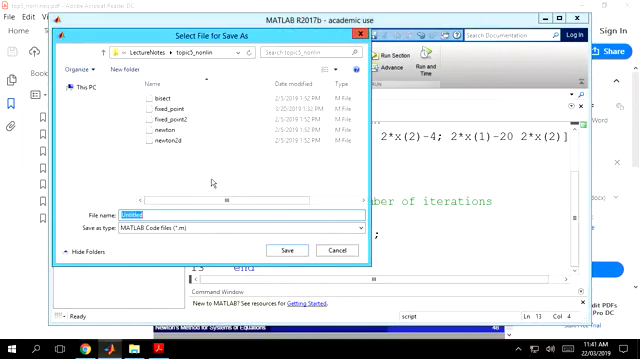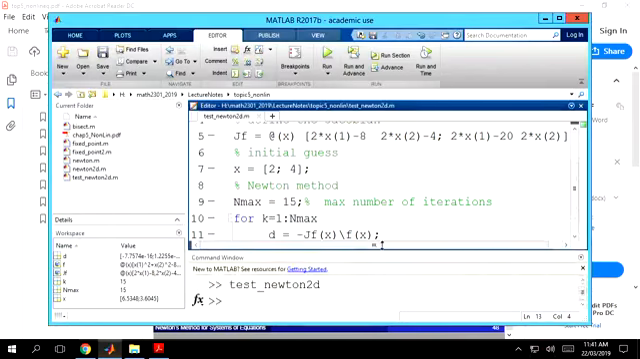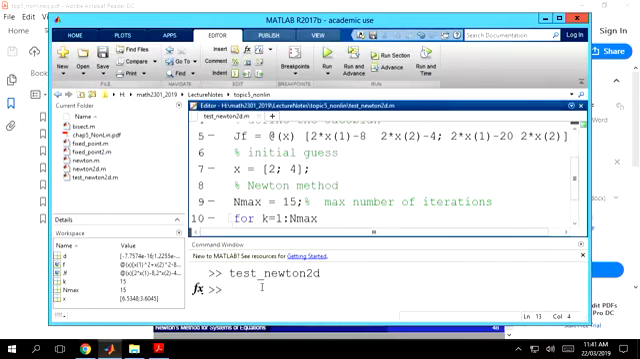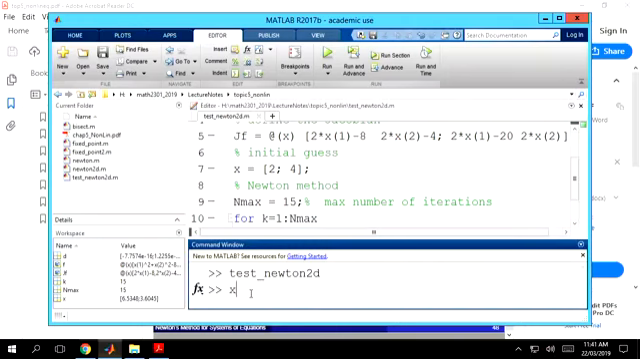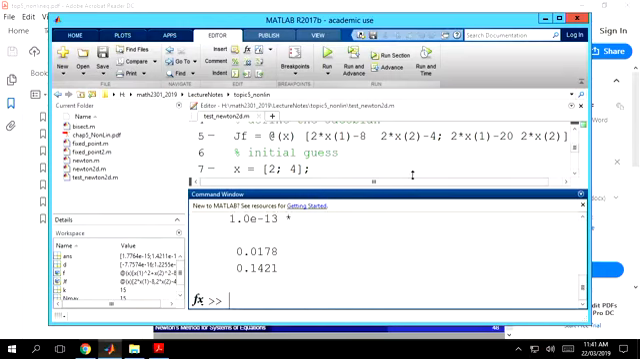So they want me to save it, so I save it like test Newton 3D. Now I run it. Okay. So now how do I know it works or not? I have to check the vector x. You see, the vector x after the 15 iterations gives me this. And now I just put in f of x, close to 0. So it's good. So everything is correct.